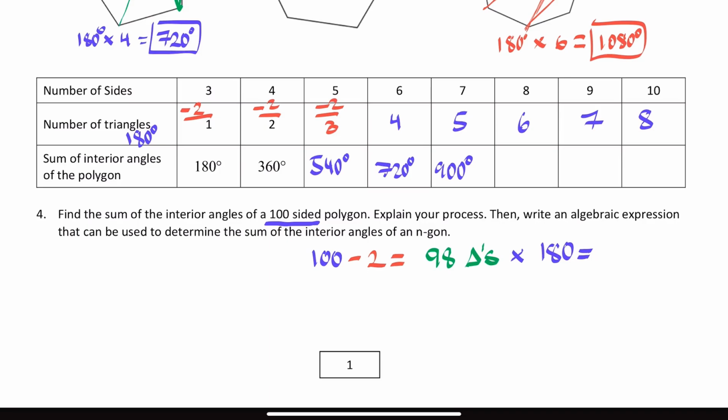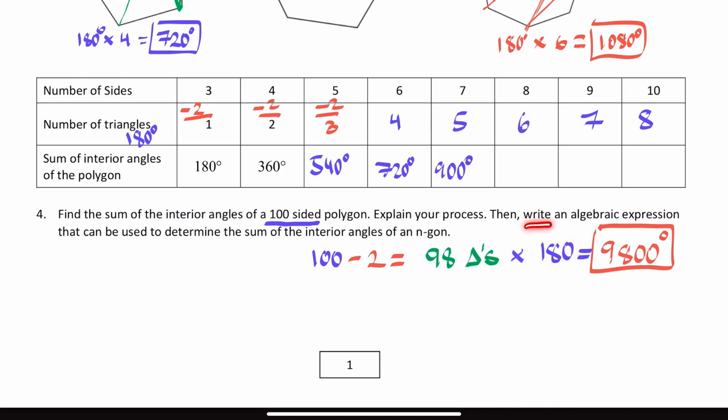So I'll do that. 98 times 180, that's going to be 9,800 degrees. There's something we didn't talk about. The third sentence is explain your process. I kind of explained it out loud, right? We always subtract by 2, and then we multiply by the degree measurement of a triangle.